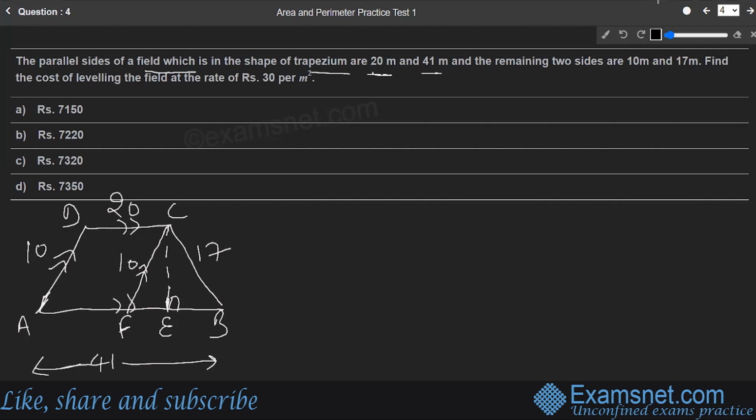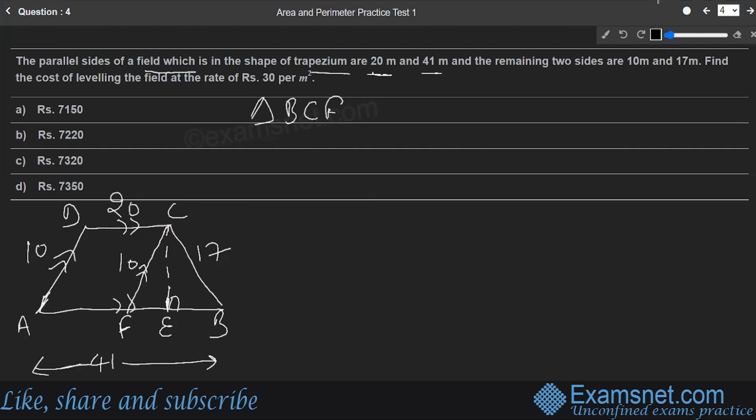Now, he wants us to calculate the cost of leveling the field at the rate of rupees 30 per meter square. So clearly, we'll have to find the area of this trapezium first, then only can we find the cost at the rate of rupees 30 per meter square. This is the strategy. Now, let us look at triangle BCF. Why are we finding the height? Because the area of a trapezium is half of the sum of parallel sides into height. We have the sum of the parallel sides, but we need the height of this trapezium. So for that, we have to do this construction. The triangle has been created to find the height.